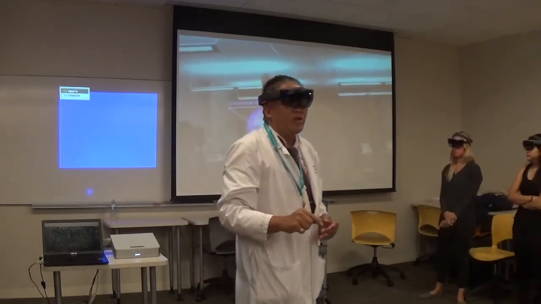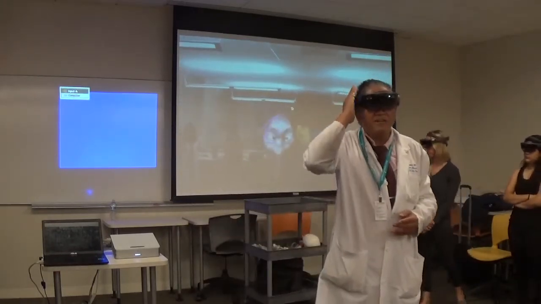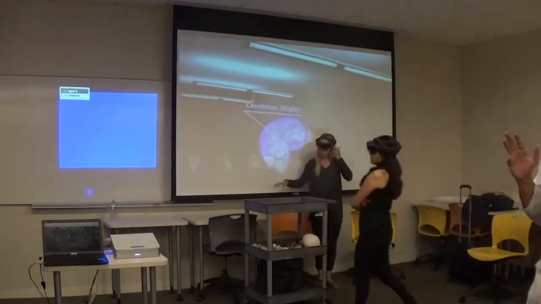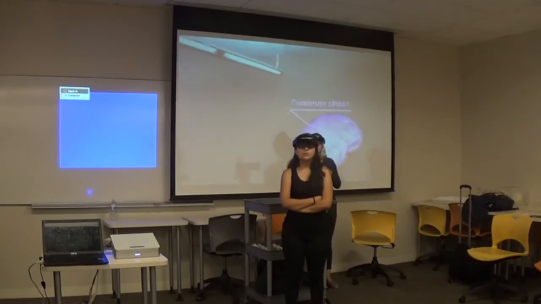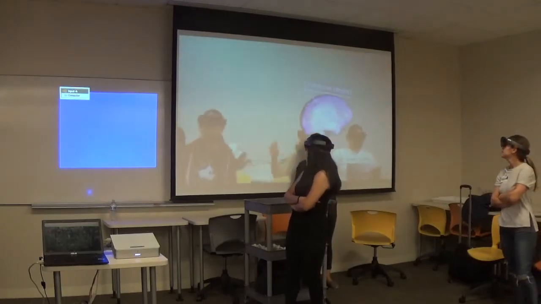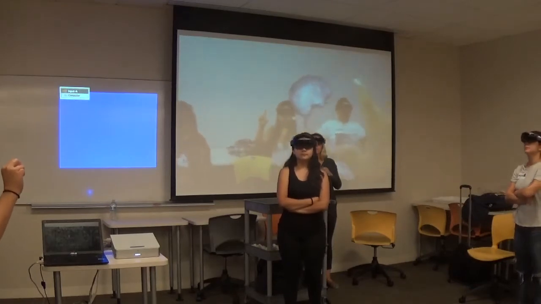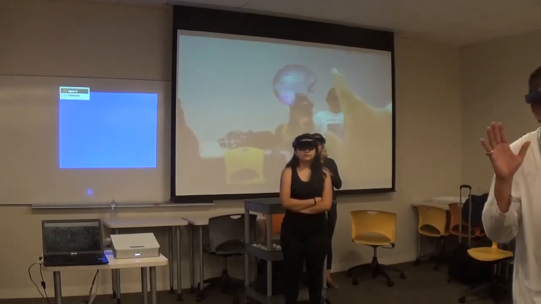Okay, when you go to the right, you have the parietal lobe, temporal lobe, and then what? Is that being labeled now? Okay, what is that structure of the brain underneath that looks like a cauliflower? Okay, cerebellum. Can anybody tell me what the cerebellum is for?